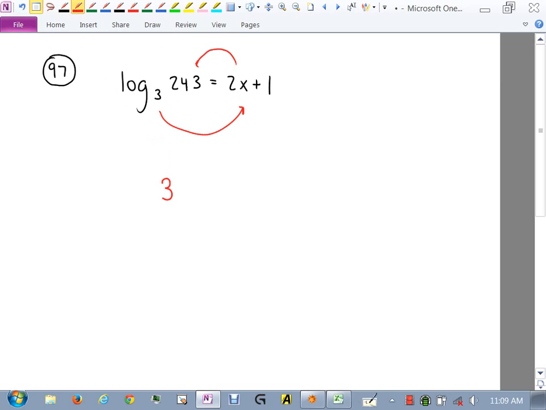If you do that, you get 3 raised to the 2x plus 1 must equal what? 243. And now you're back to the situation of trying to rewrite these with the same base. So you're back to having to determine that 243 is 3 to the 5th, which is what you could have done in the very beginning. You see what I'm saying? Like at the end of the day, you still have to understand that 243 is 3 to the 5th. Go ahead.